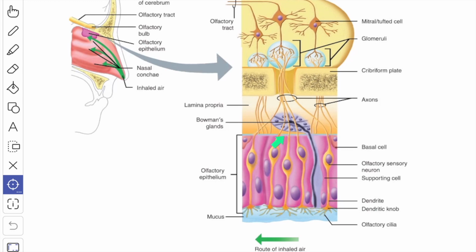The central processes form the axons which assemble to form bundles, 20 in number on each side. The latter pierce the cribriform plate of the ethmoid and they synapse with the mitral cells. So these are the mitral cells. They synapse with the mitral cells of the olfactory bulb. The olfactory cells act as the first order receptor neurons which are brought to the surface of the mucous membrane.